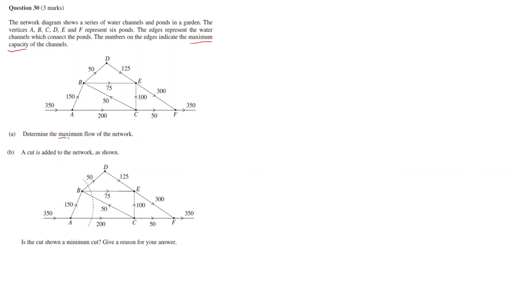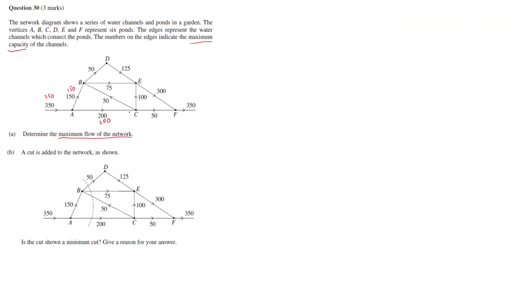So what it's asking is, what is the maximum flow of the network? So let's solve this. Let's assume 350 comes out from here, right? So 350 means 200 would go here, 150 goes here.